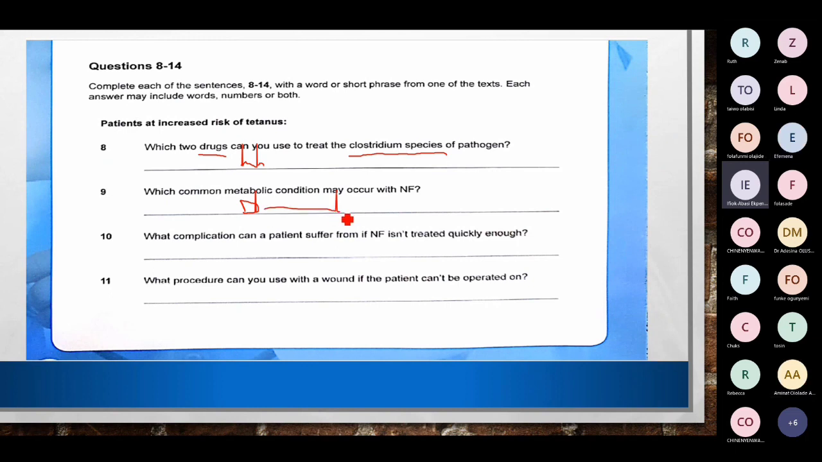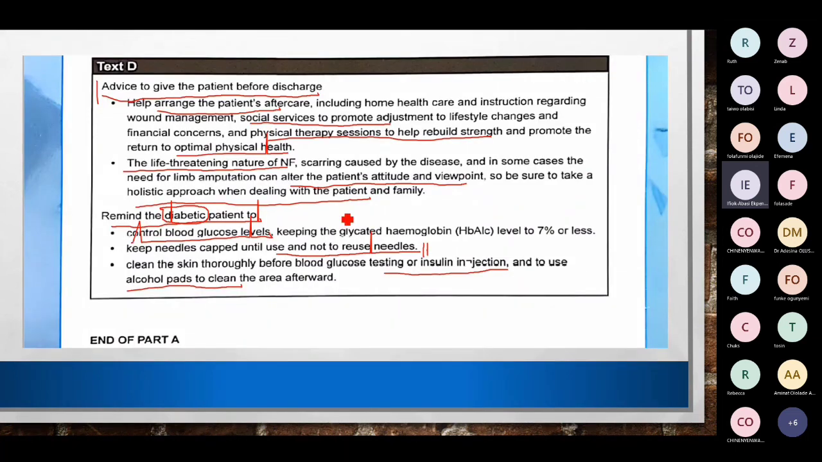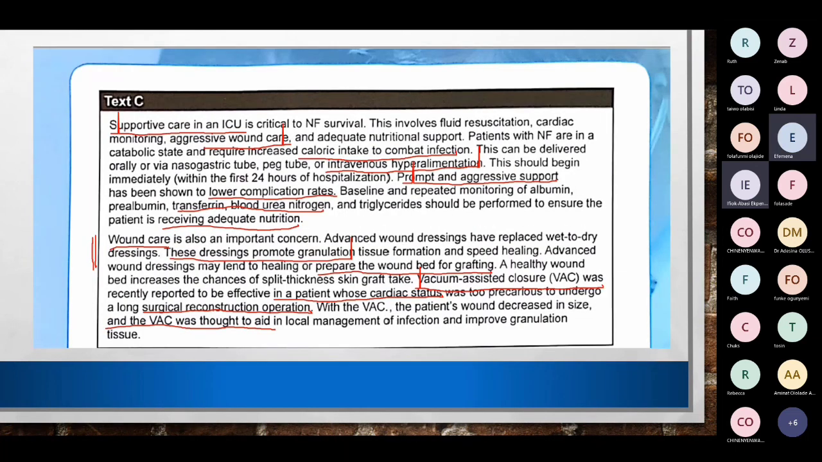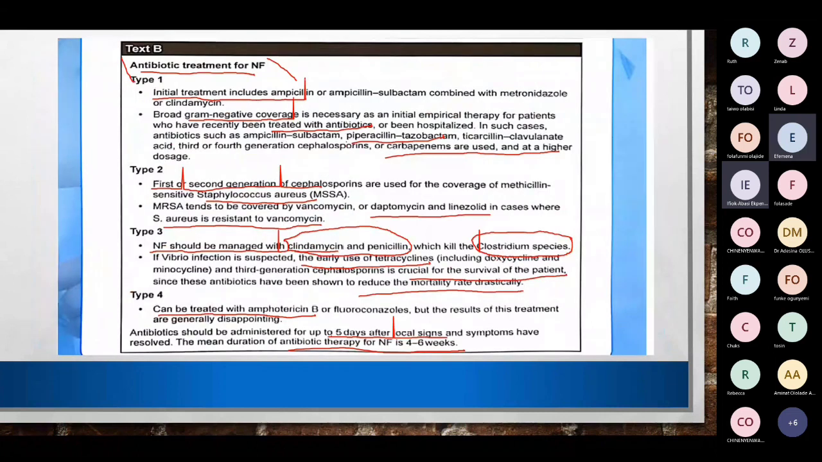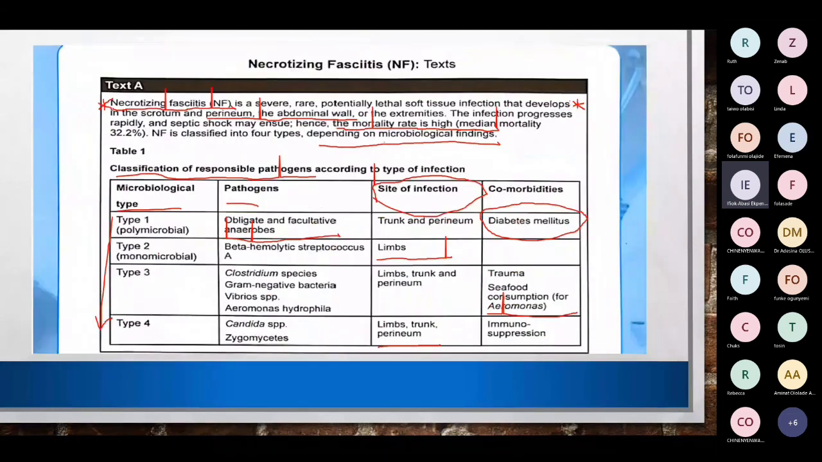All right, the next thing, number 10, says, what complication can a patient suffer from if NF isn't treated quickly enough? That sounds like general knowledge, right? We didn't see anything like complication in our text C and D. I don't think it should be in B. It's not. So let's go back to A.